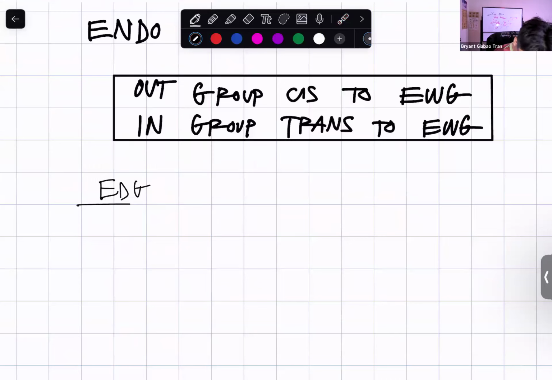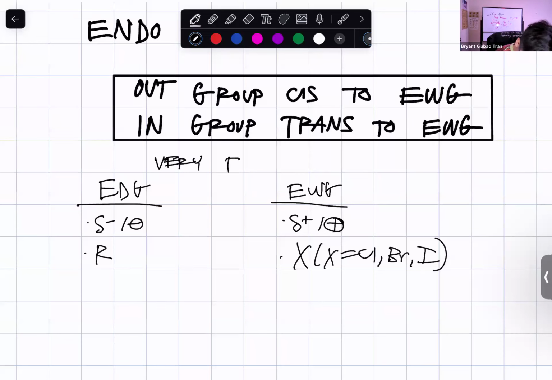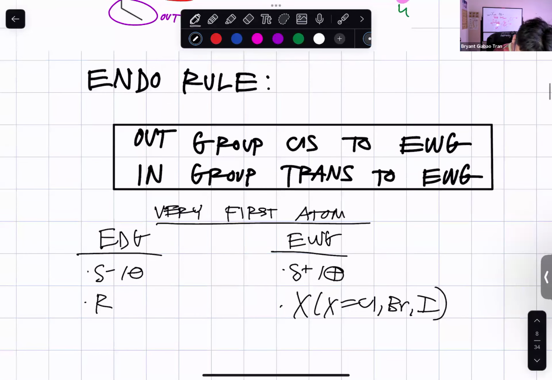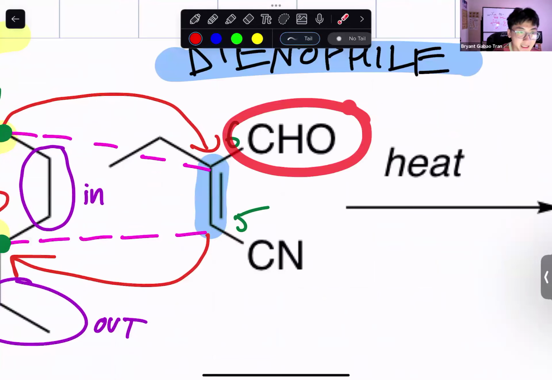An EDG is going to be something that has a partial negative charge or fully negative charge. An EWG is going to be something that has a partial positive charge or fully positive charge. Some weird things are going to be R groups. R groups like methyl, ethyl, isopropyl are EDGs. Halogens are EWGs, like chlorine, bromine, iodine, right? And then you have to look at the very first atom attached to the system. Very first atom, right? So if we look at this dienophile here, what functional group do you think of when you see CHO?